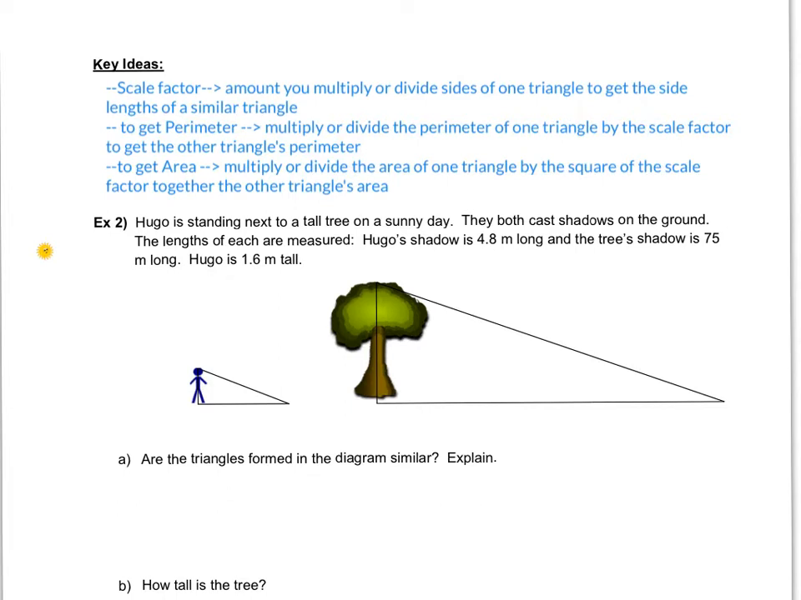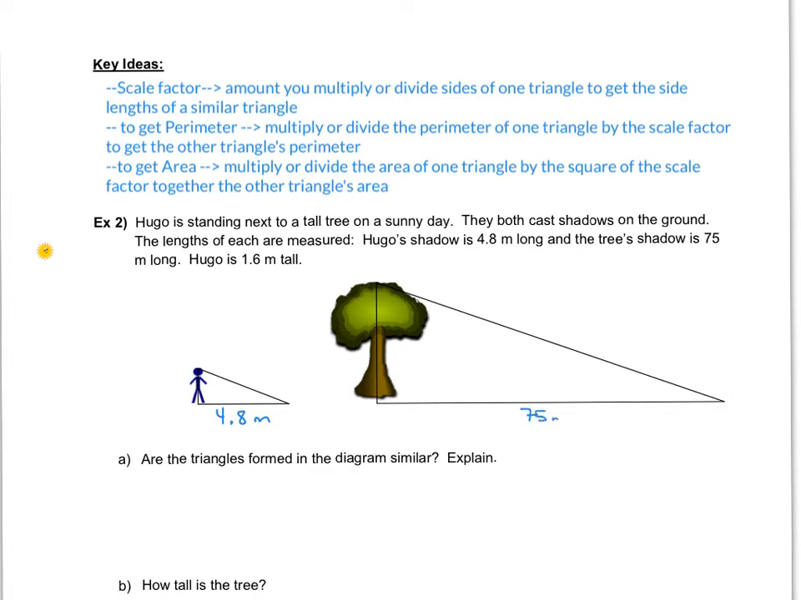Okay, now we're actually going to use the similar triangle idea to help us work through a problem here. Hugo is standing next to a tall tree on a sunny day. They both cast shadows on the ground, and the lengths of each are measured. Hugo's shadow is 4.8 meters long. So Hugo is the person, and he's got his shadow, which lays on the ground. Shadows do not lie in the middle of the air. They're on the ground, 4.8 meters long, and the tree's shadow is 75 meters long.